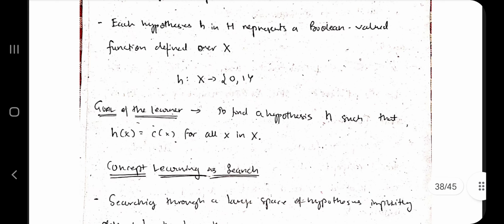The goal of learning is to find the hypothesis such that h of x equals c of x for all x in the capital X. Meaning the hypothesis value should be true when the target value is also true.